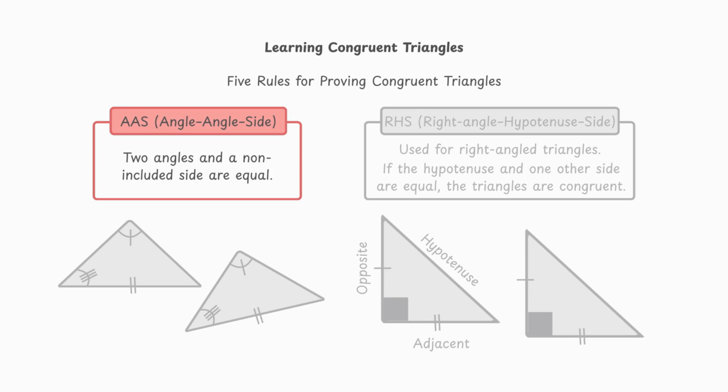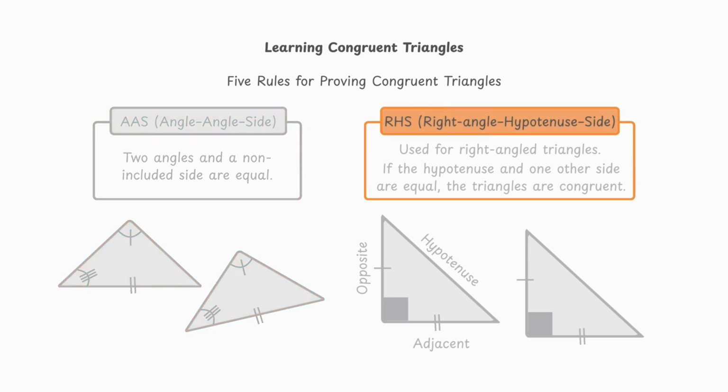Now you might wonder, how does this still work? Here is the key idea. If two angles are known, then the third angle is automatically fixed, because all triangle angles add up to 180 degrees. So even if the side is not between the two angles, we still have enough information to completely determine the triangle. That is why AAS still proves congruence.